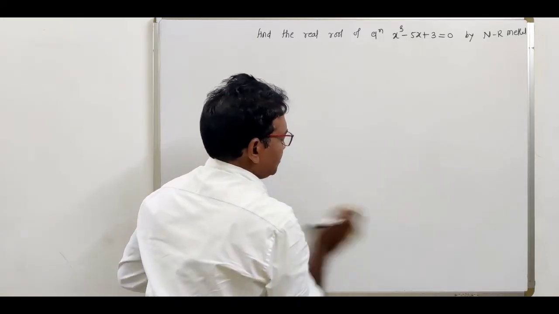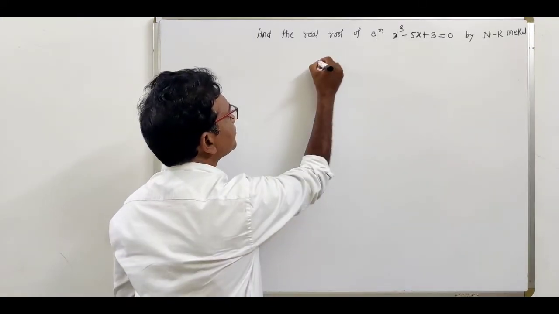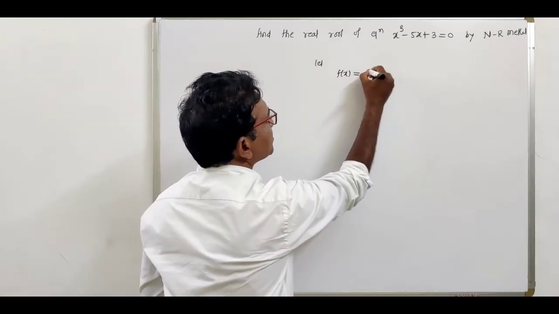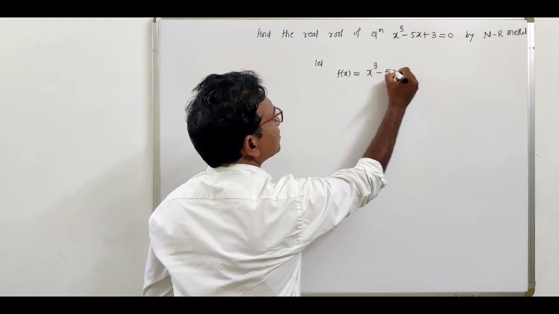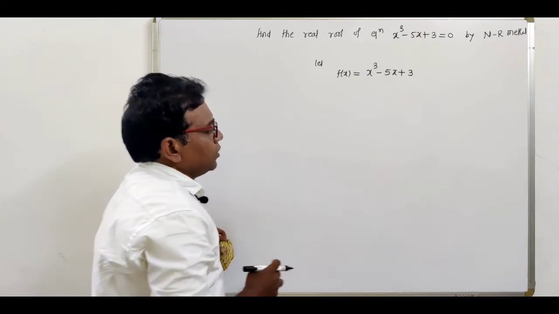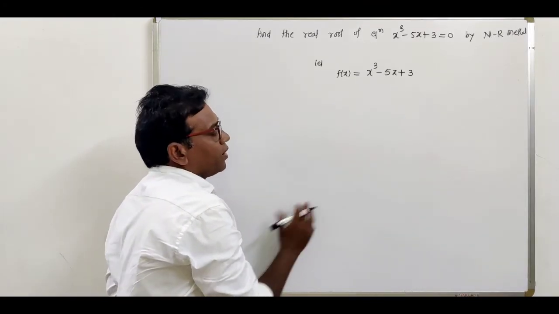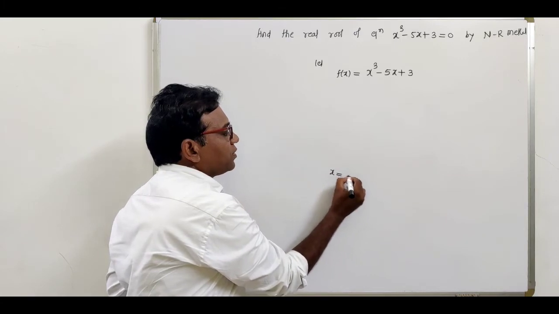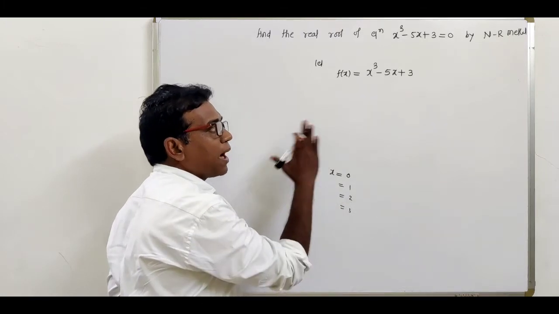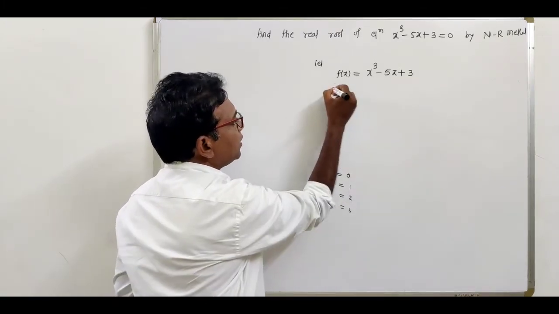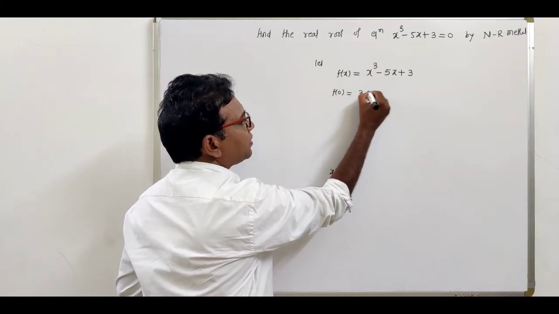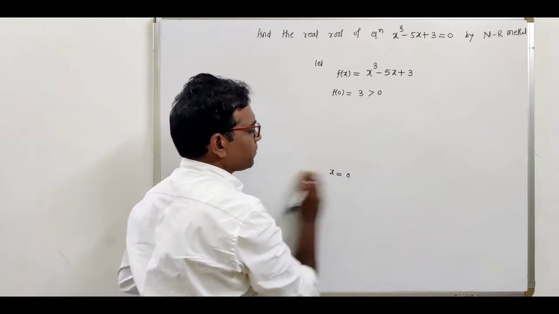So write down the given function. Let f(x) is equal to x cube minus 5x plus 3. So see, what is the first step? We have to put the values of x equal to suppose 0, 1, 2, 3 and so on, and get opposite functional values. So now put x equal to 0. If you put x equal to 0, then we find this is a positive functional value.